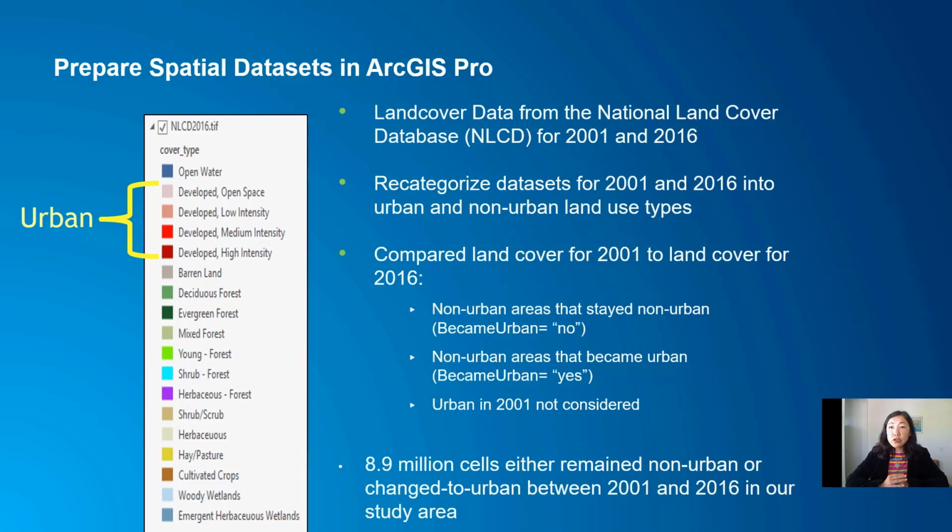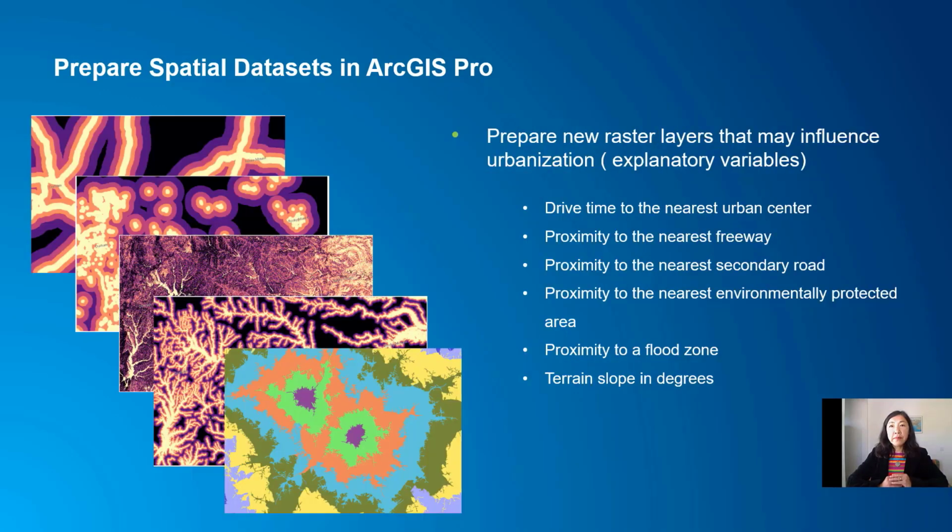The subset used for the study area consists of 10.6 million cells. In the study area, 1.7 million cells that were already urbanized in 2001 were not considered. The remaining 8.9 million cells either stayed non-urban or changed to urban between 2001 and 2016. This data was used for the model.